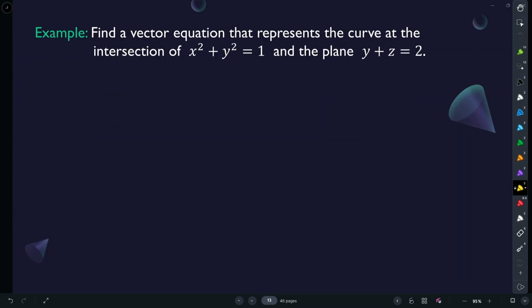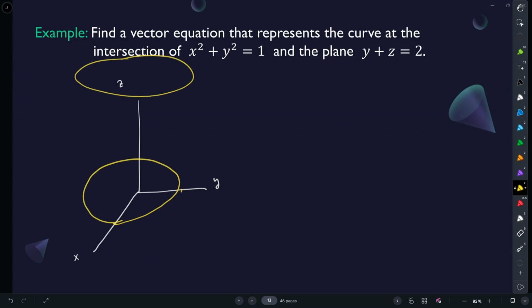Now, let's try to find a vector equation that represents some curve, which is an intersection of two objects. First of all, what is x squared plus y squared equals 1 in 3D space? It is a cylinder of radius 1. Okay, so we have the circle in the xy plane, and let's do it a little smaller, like that. And it looks like this. It's a cylinder.